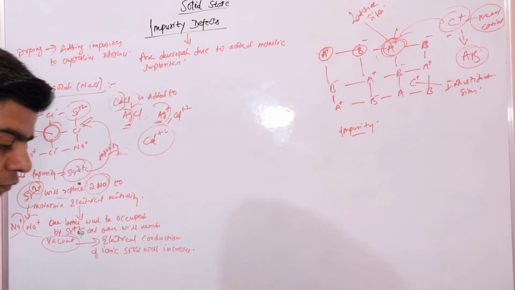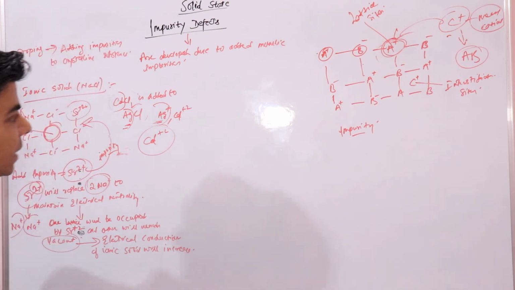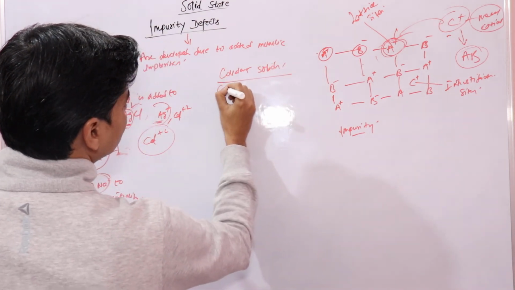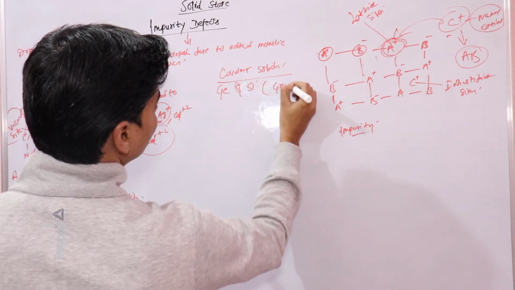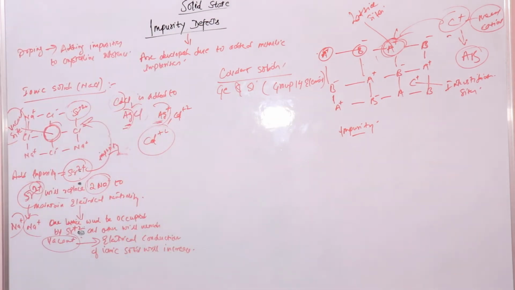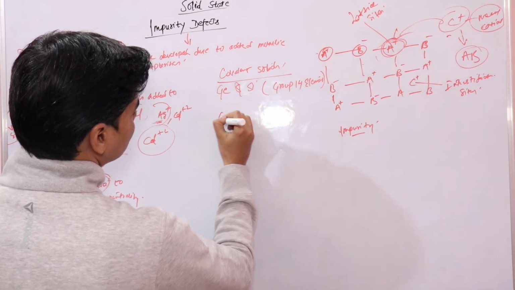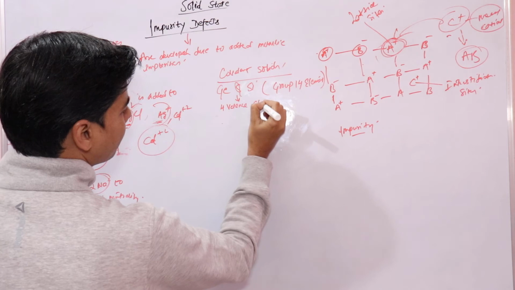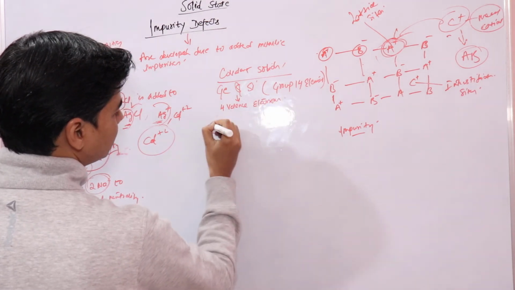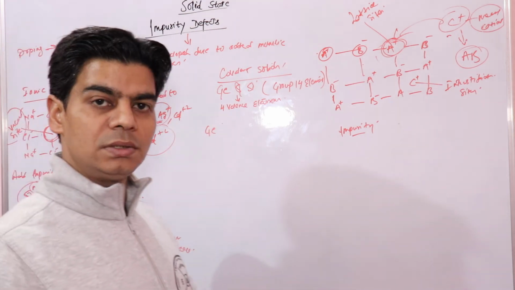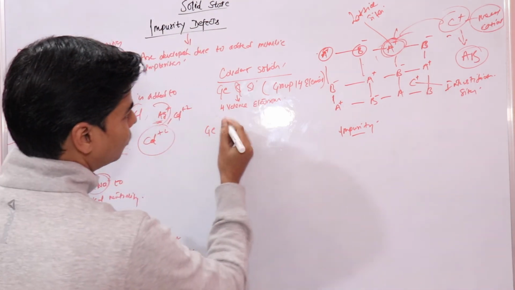Now this was the case of ionic solids. Now let's take the case of covalent solids, like germanium and silicon. If you remember the periodic table, these are group 14 elements, and they have 4 electrons in their outermost shell. So both have 4 valence electrons. If you look at the covalent bonding in this covalent solid, germanium or silicon, both have 4 valence electrons.